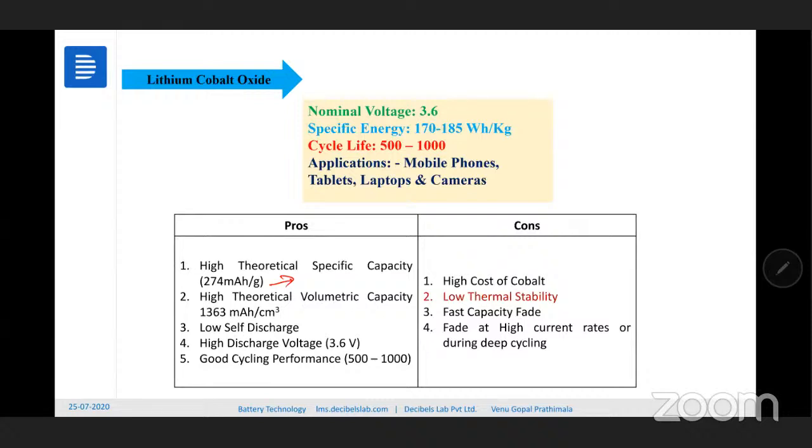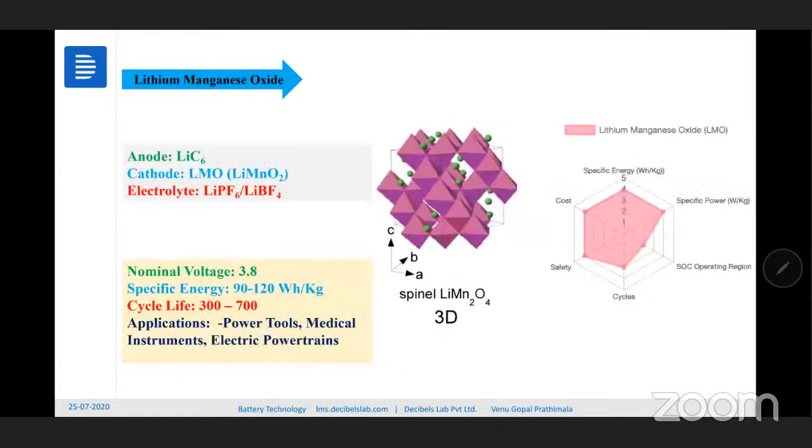researchers started working on better metal oxides so that we can overcome the cost as well as the thermal stability point. Then they came up with different materials such as ferrous, manganese, or nickel. They also had to look at toxicity levels. Compared to cobalt, ferrous and manganese are less toxic. So that's the reason they tested the second type of cell, that is lithium manganese oxide.